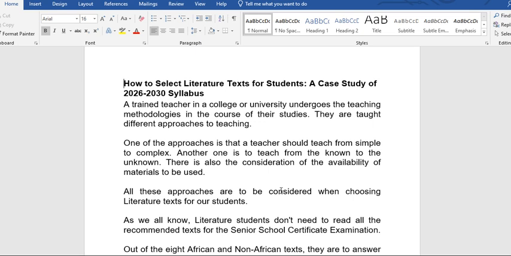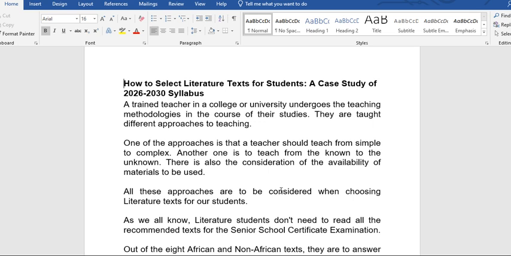A trained teacher in a college or university undergoes teaching methodologies in the course of their studies. They are taught different approaches to teaching. One of the approaches is that a teacher should teach from simple to complex. Another one is to teach from the known to the unknown. That is, we must first introduce the students to something that is simple, and then teach the complex.